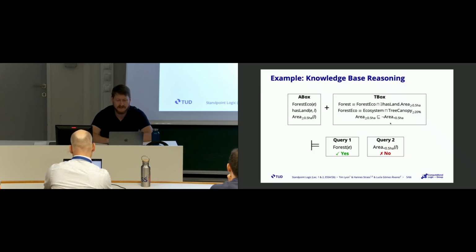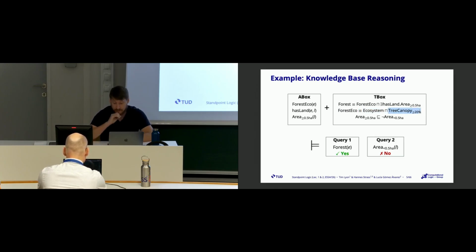The T box, on the other hand, is encoding definitions and relationships between concepts. The first definition defines what it means to be a forest in this setting. A forest is defined to be something which is both a forest ecosystem and, this stands for logical conjunction, it has some land that it's associated with, such that the area of that land is greater than or equal to half a hectare. The second definition is saying that something is a forest ecosystem if and only if, that's what this tri-bar stands for, it is an ecosystem and its tree canopy cover is greater than or equal to 20%.